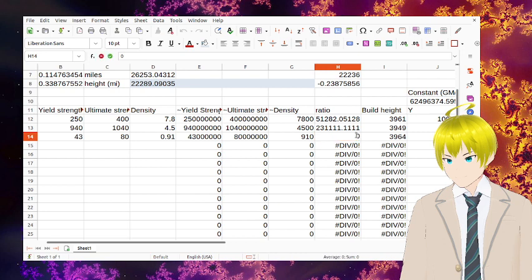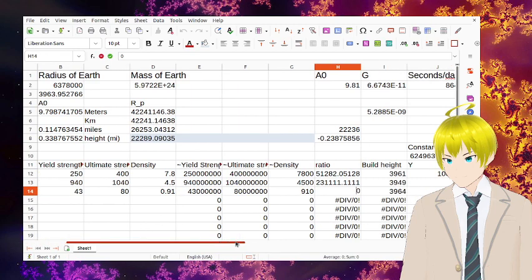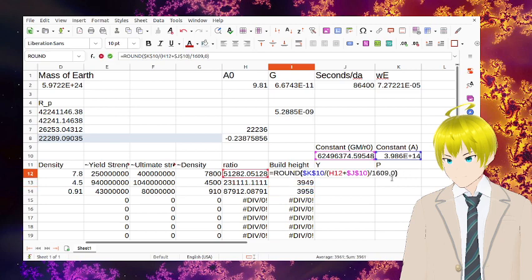I guess, do we want a big ratio or a small ratio? Regardless, if the ratio is 0, that means the ultimate stress is 0. You can still build to... Oh! Wait, isn't that the radius of the Earth? Did we forget to subtract the radius of the Earth? It is. Oh no. I knew something was wrong. Oh, dude. Yeah, so we've got to subtract the radius of the Earth here, of course. What was I thinking?